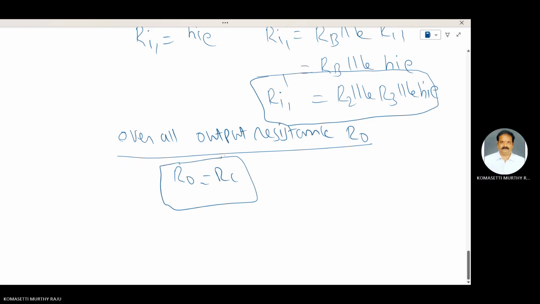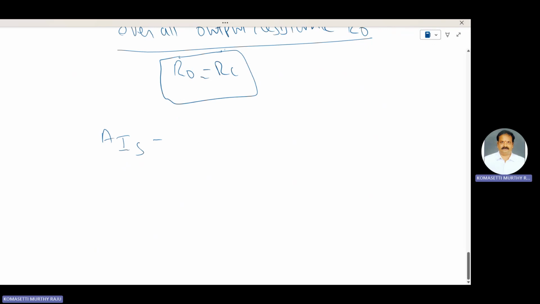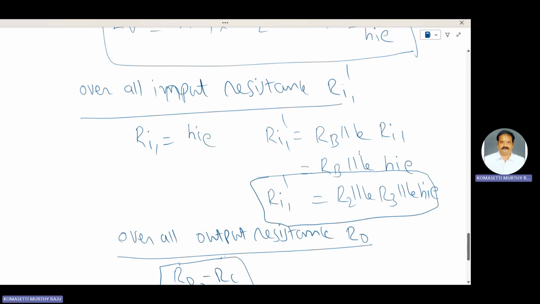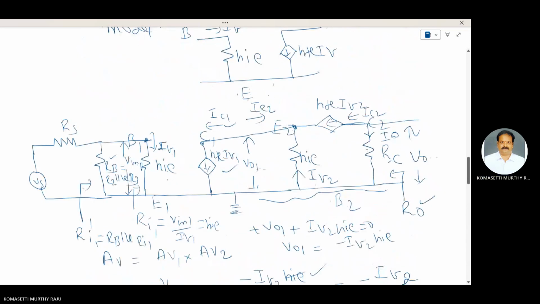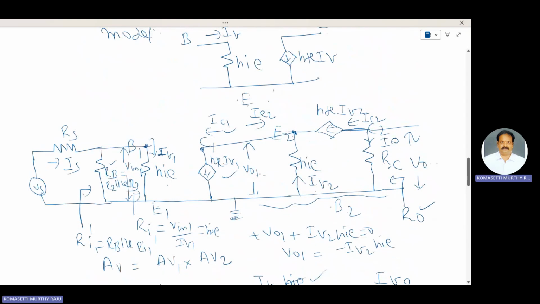Next, overall current gain AIS. Calculate AIS. Consider this figure. AIS means output current I0 by input current IS. AIS is very, very important: output current I0 by input current IS.